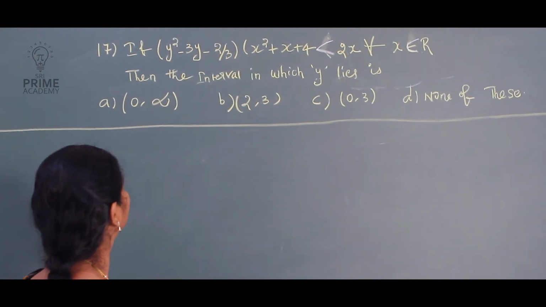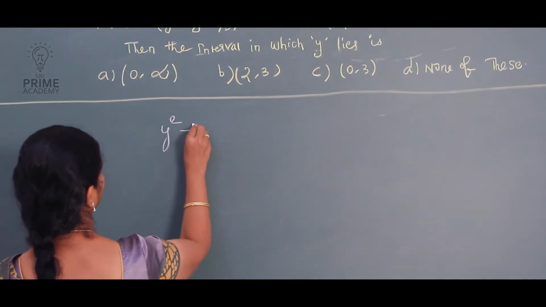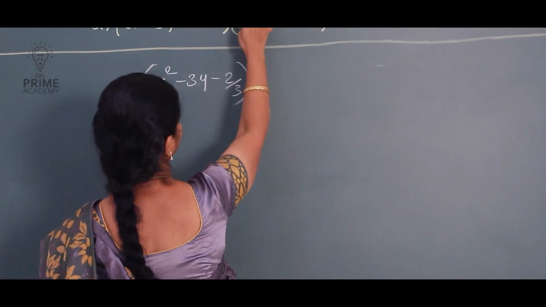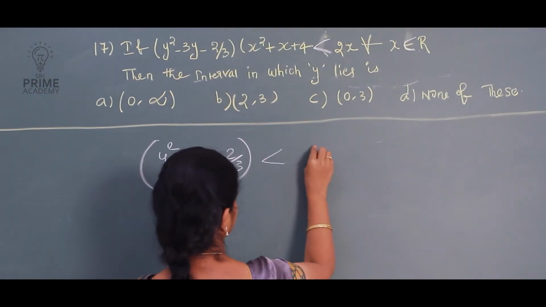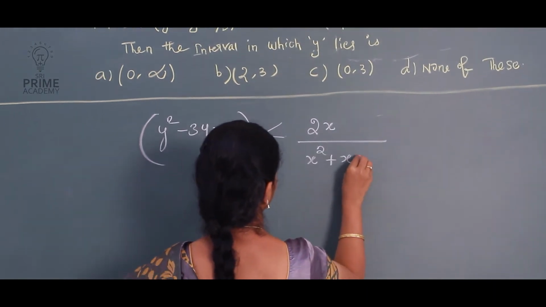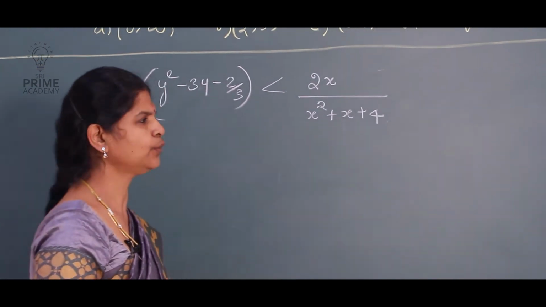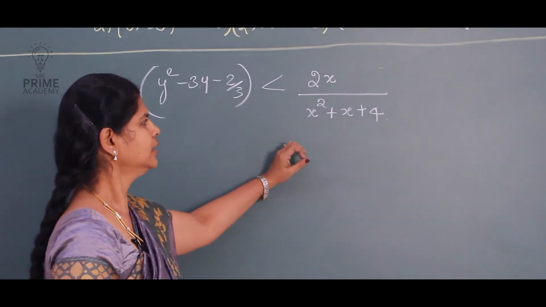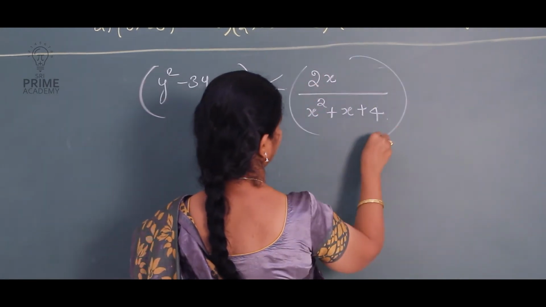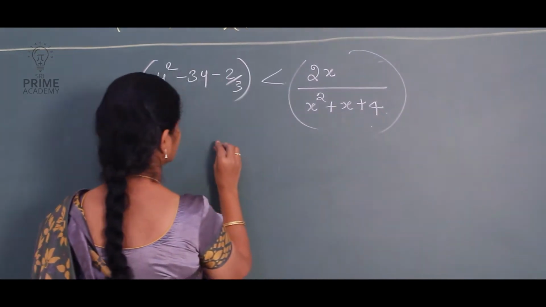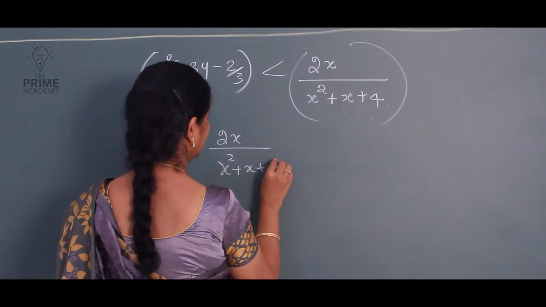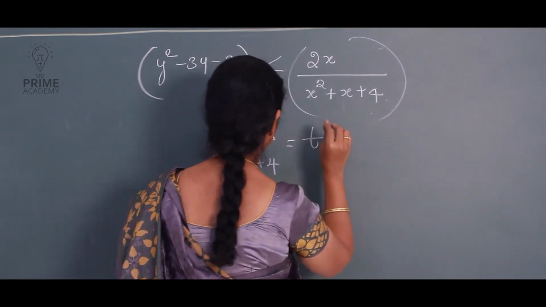So let us start with the given function. It's given y square minus 3y minus 2 by 3 is less than... So bring this term to this side, collect the x terms in one expression: 2x by x square plus x plus 4. So you rewrite this given equation by collecting the x terms on the right hand side, and the y terms on the left hand side. Okay, you make this value some expression, substitute. So substitute 2x by x square plus x plus 4 equal to some other variable t.